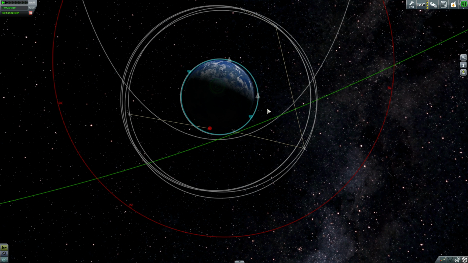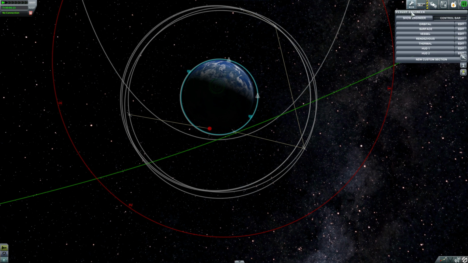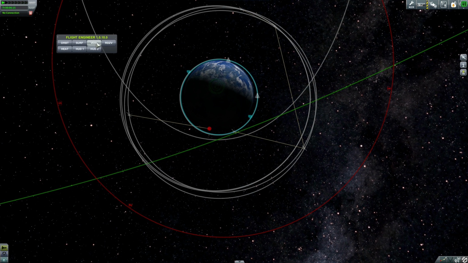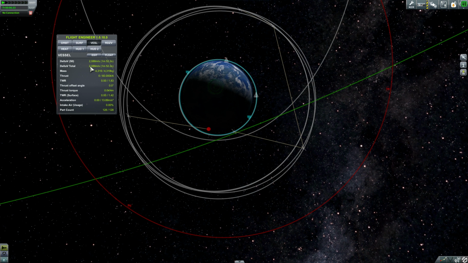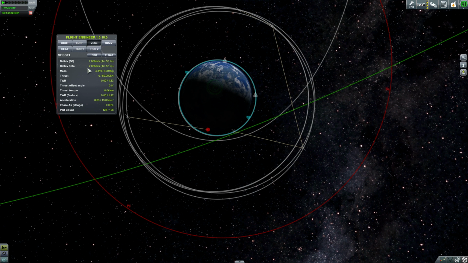And because this ship is equipped with the Kerbal Engineer system, we can actually use some of these values to verify our own calculations. So for example, it'd be nice to know, like here, we see that after doing our circularization, we have enough fuel to change our velocity by 2 kilometers a second.